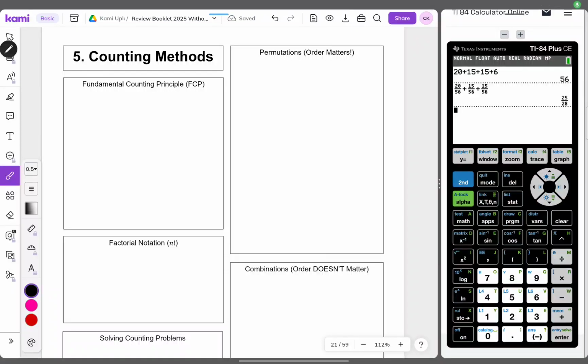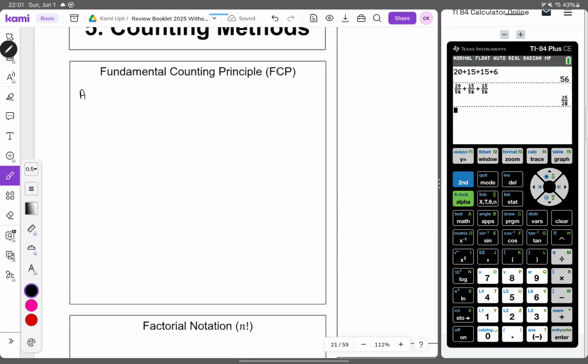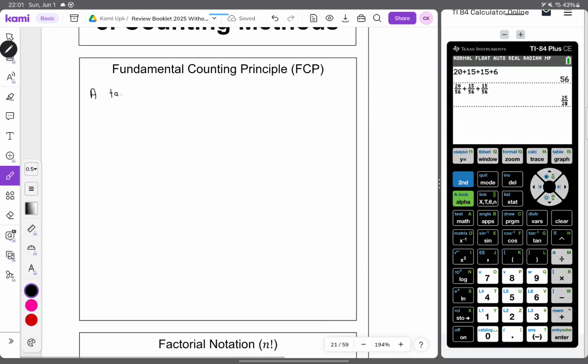Let's do our counting methods brain dump. So we're going to start where we started in our notes, the fundamental counting principle. So what is it? It's when we have a task that can be broken down into stages.